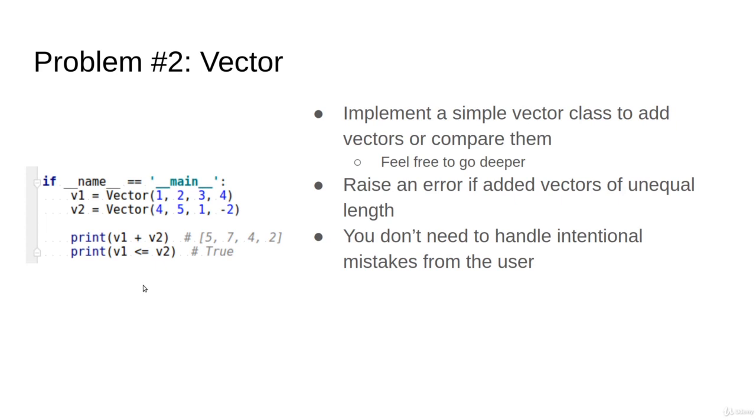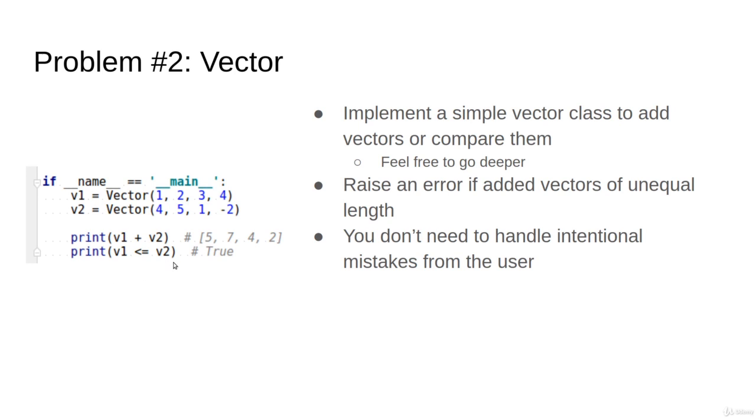In the second problem, we would like to implement a vector class. A vector is just like in math, you have a bunch of numbers representing some vector in geometry. And here we have two vectors, v1 and v2. As you see, we are flexible in passing the numbers. And v1 plus v2 is this: 5 for 1, 5, 2, 5 is 7, 3, 1 is 4, 4 minus 2 is 2. And also you are supporting comparisons.